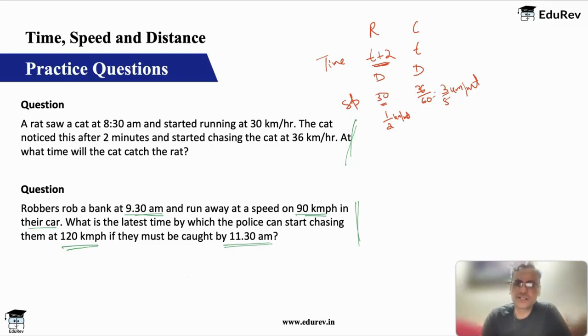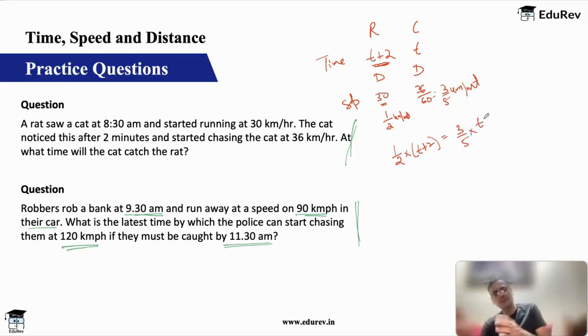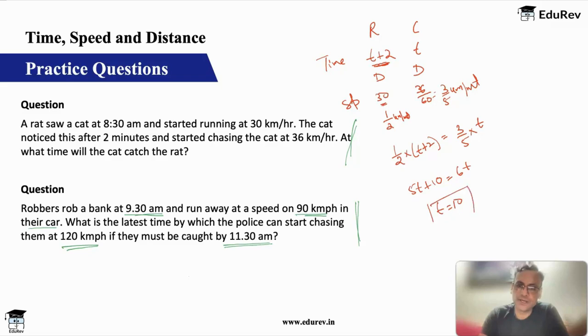So at this speed, the distance of the rat would be half kilometer per minute into t plus 2 minutes, which will be equal to 3 by 5 kilometer per minute into t minutes. This is also fine. We are just equating the distance because, as we did at the start, the distance for both of them is the same. So when distance is the same, then S1 T1 is equal to S2 T2. So this will give me 5t plus 10 is equal to 3 into 2, 6t. Hence, t is equal to 10 minutes. My data was in minutes, right? Kilometer per minute. So t is equal to 10 minutes. So this is also fine. So this is 10 minutes and this is 12 minutes.